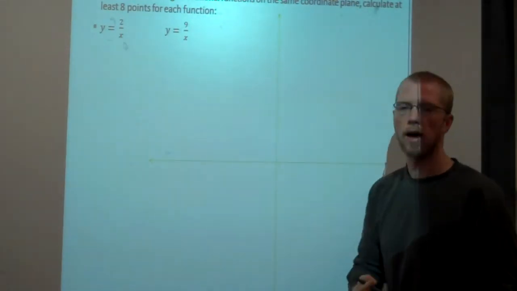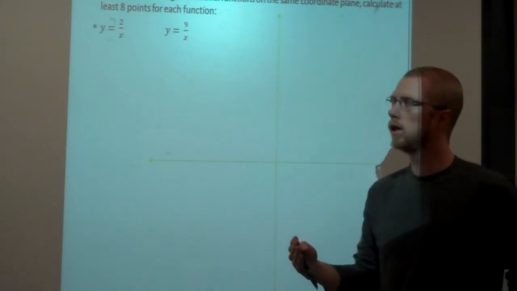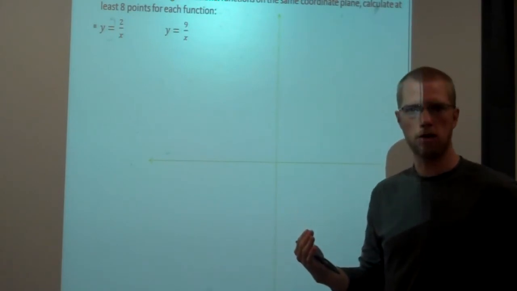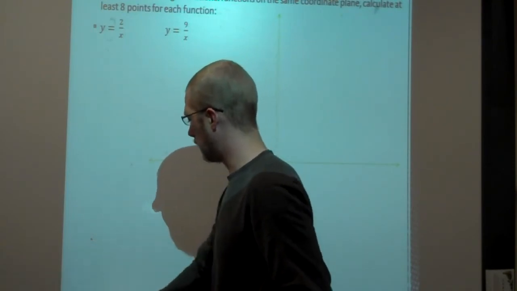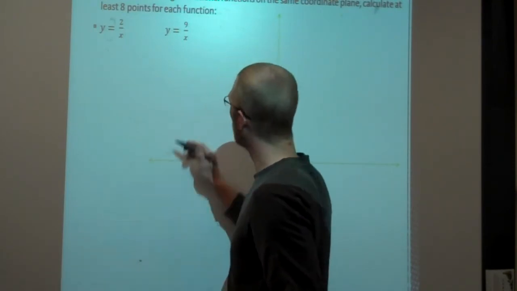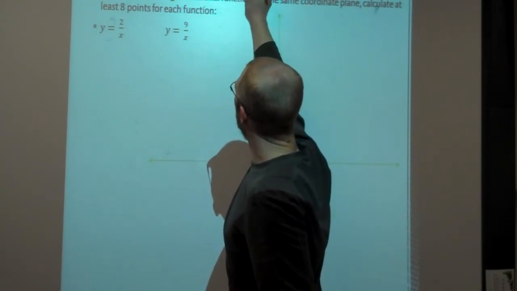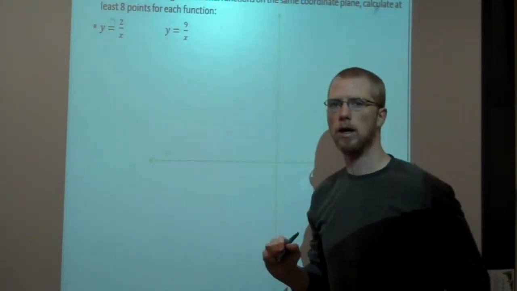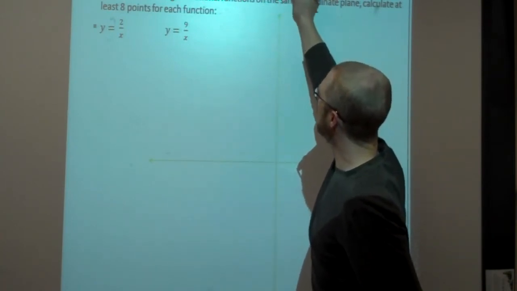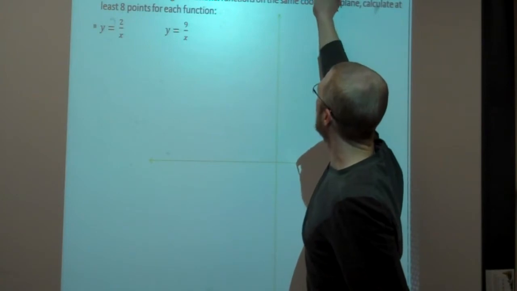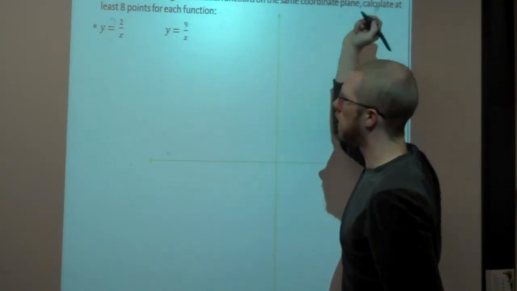But what we want to do is graph the following two rational functions, and these are actually inverse variation. Inverse variation is typically written as y equals k over x. And the translation of it is y equals k over x minus a plus b.